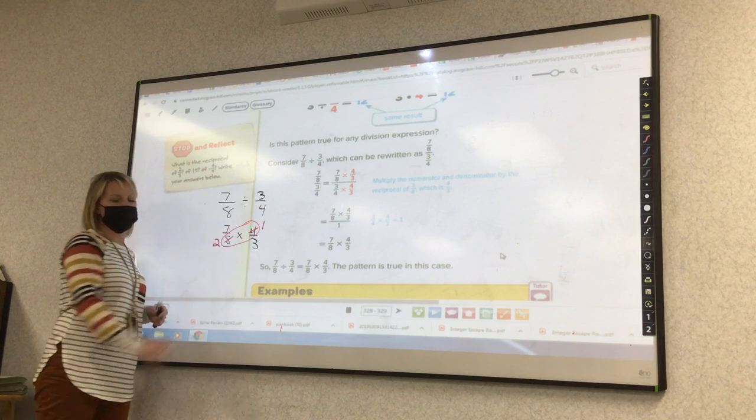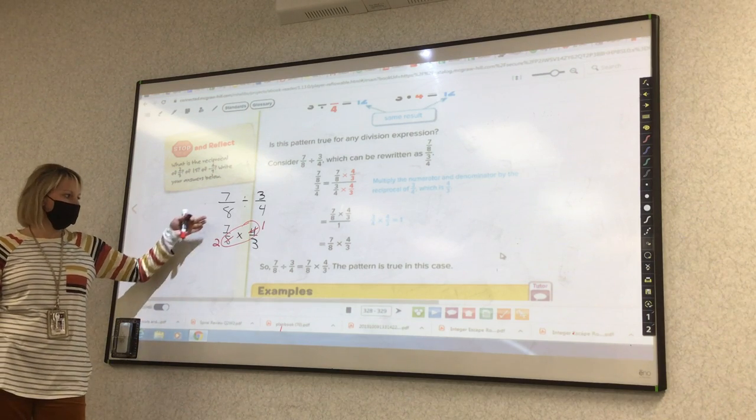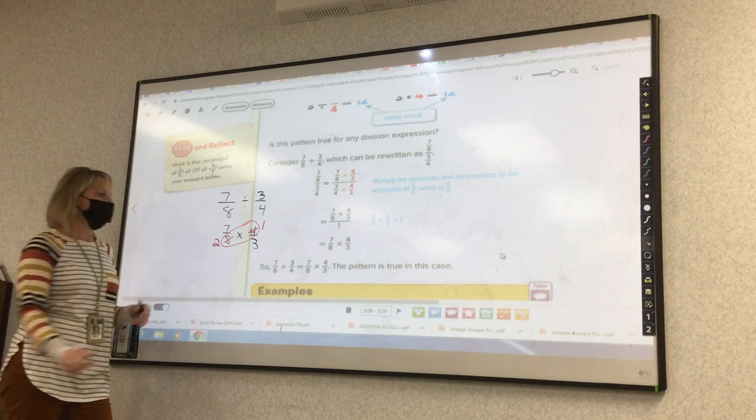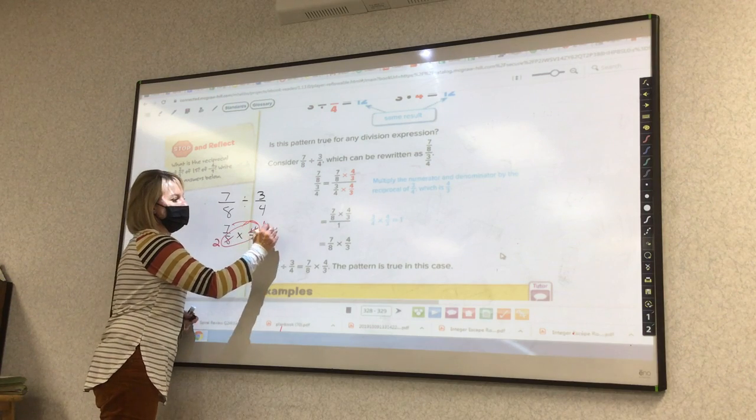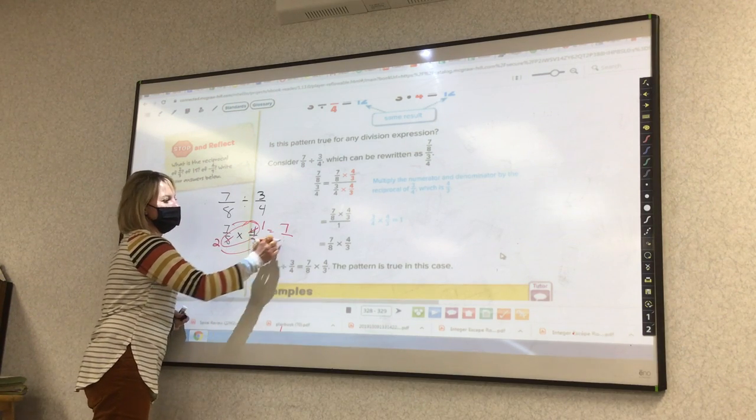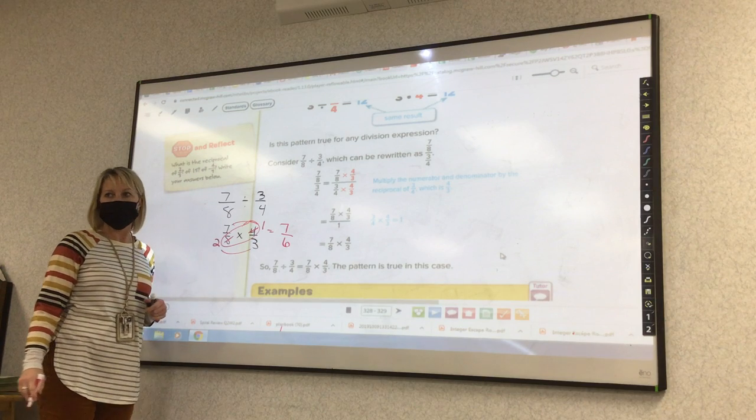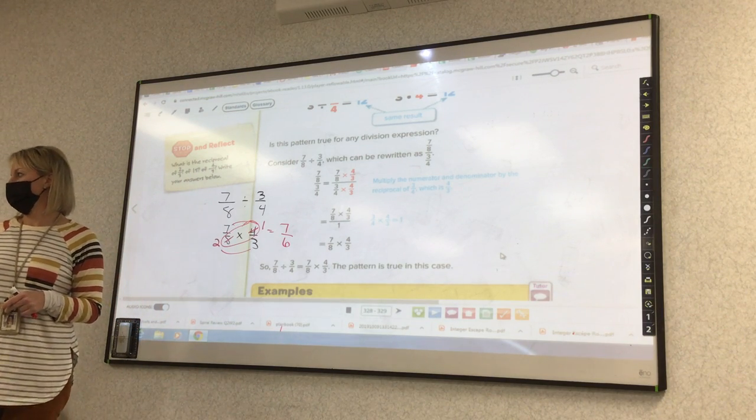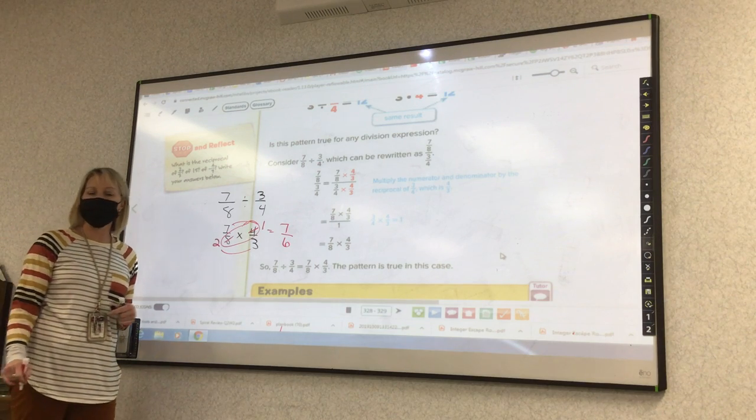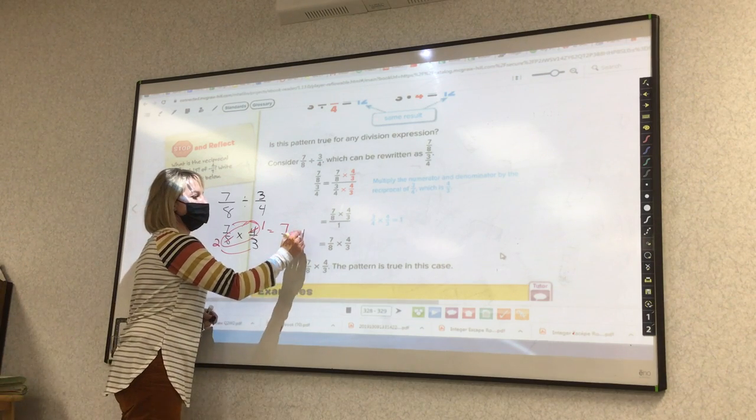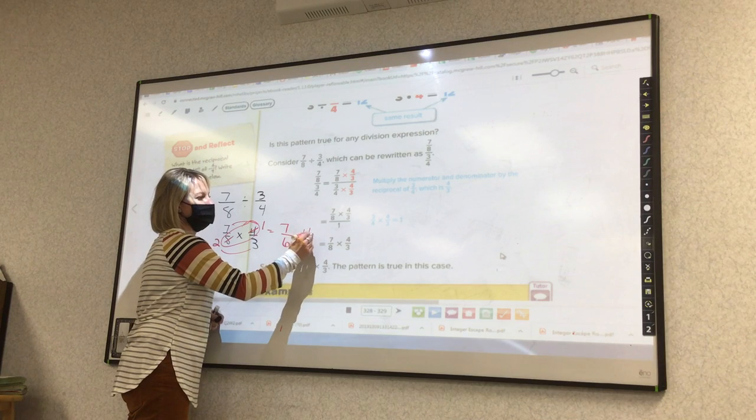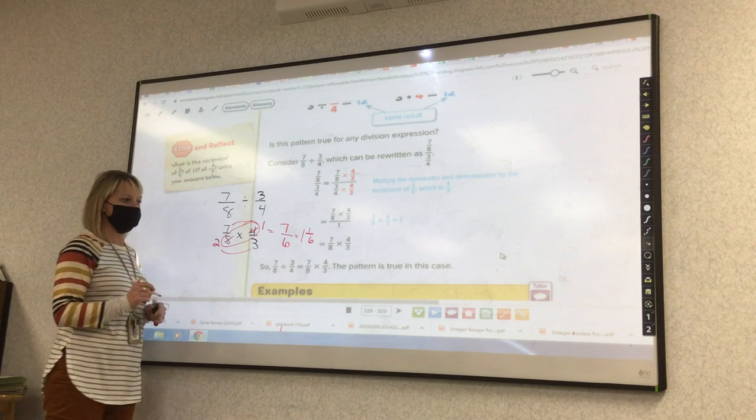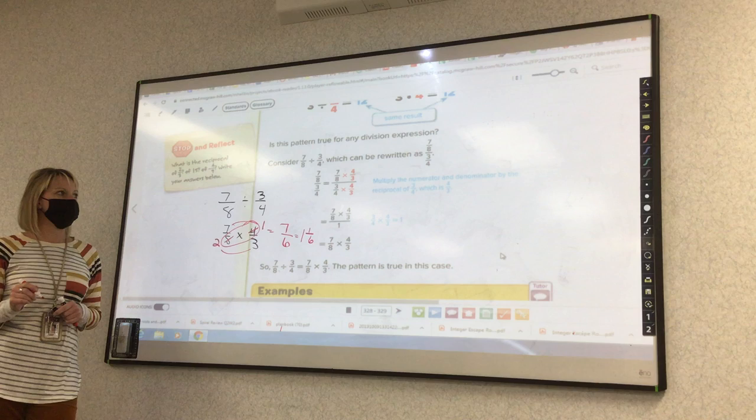Can I reduce the 7 and the 3? No. Can I reduce anything from top to bottom? No. So now I do 7 times 1 is 7. 2 times 3 is 6. I don't leave it as an improper fraction. I change it to a mixed number, and that becomes 1 and 1 sixth. Okay, are you guys with me on this?